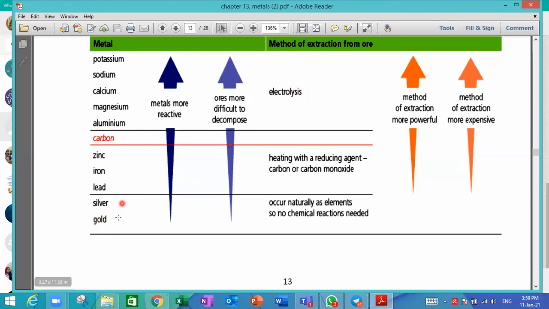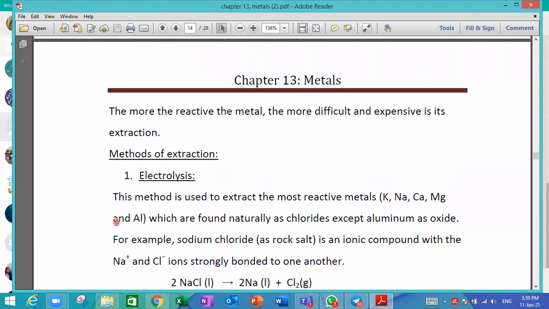We will see that some of the metals like silver and gold usually are present as elements as they are, because they are very unreactive. Now we come to the methods of extraction.